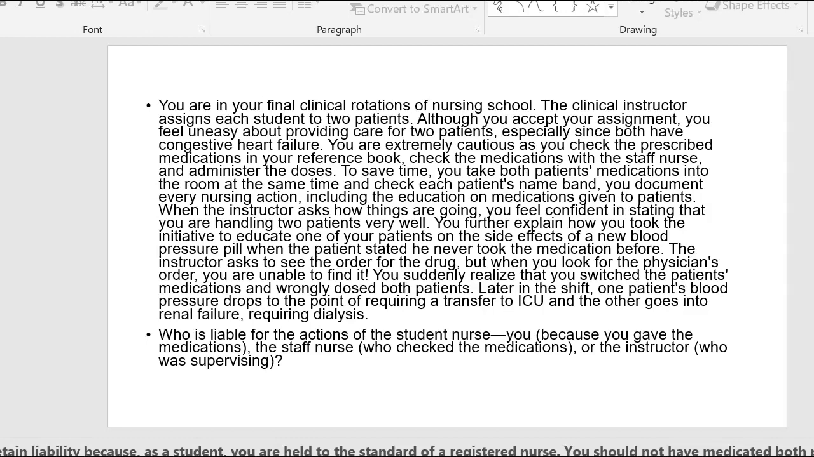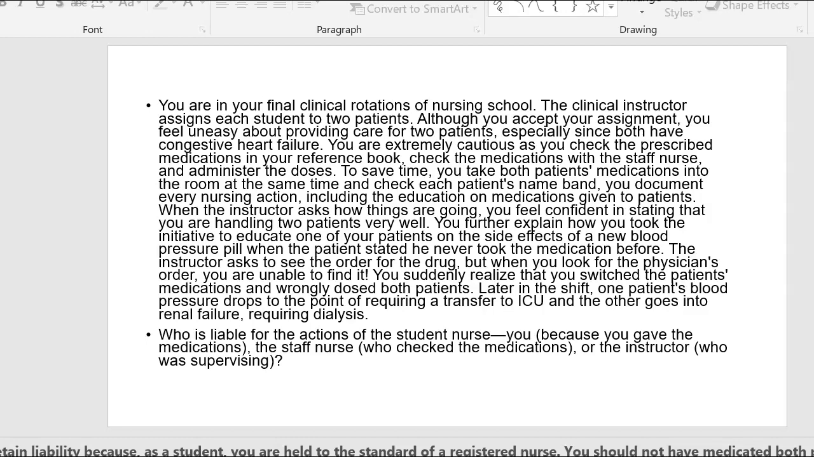When the instructor asks how things are going, you feel confident in stating you are handling 2 patients very well. You further explain how you took the initiative to educate one of your patients on the side effects of a new blood pressure pill when the patient stated he never took that medication before. The instructor asks to see the order for the drug, but when you look for the physician's order, you are unable to find it. You suddenly realize that you switched the patient's medications and wrongly dosed both patients. Later in the shift, one patient's blood pressure drops to the point of requiring a transfer to ICU, and the other goes into renal failure requiring dialysis.